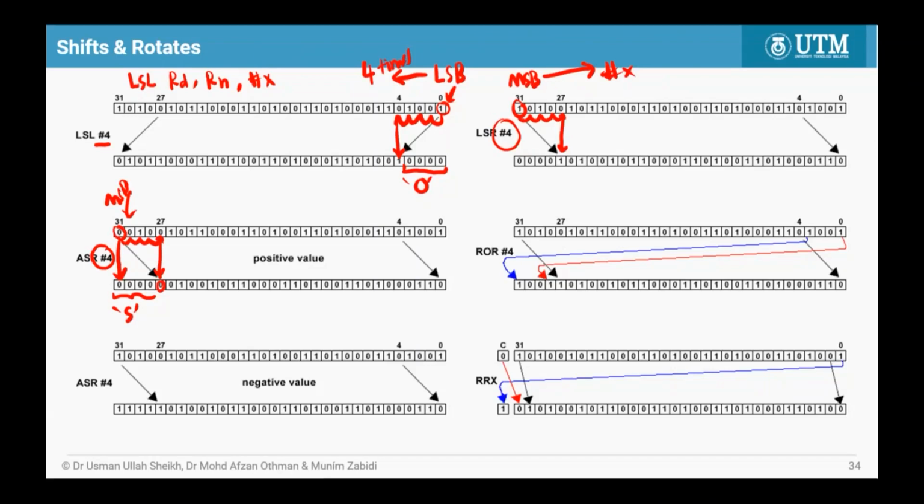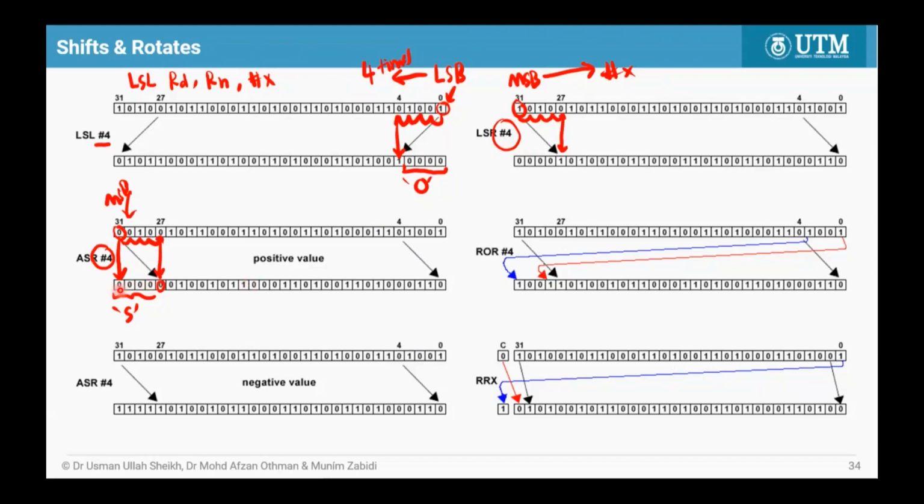Next, what happened to this one? The value here will be filled by the sign bit. Since the sign bit is 0, you need to put 0. So your answer here will be a positive value, because your sign bit is 0.